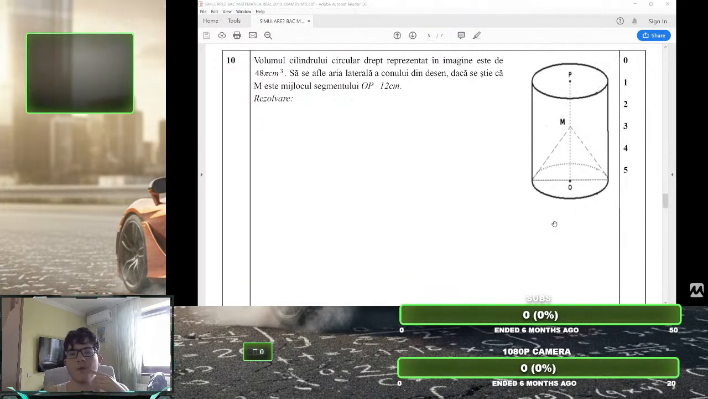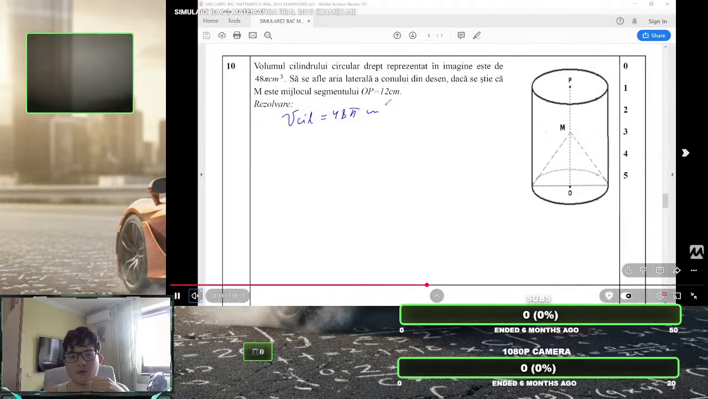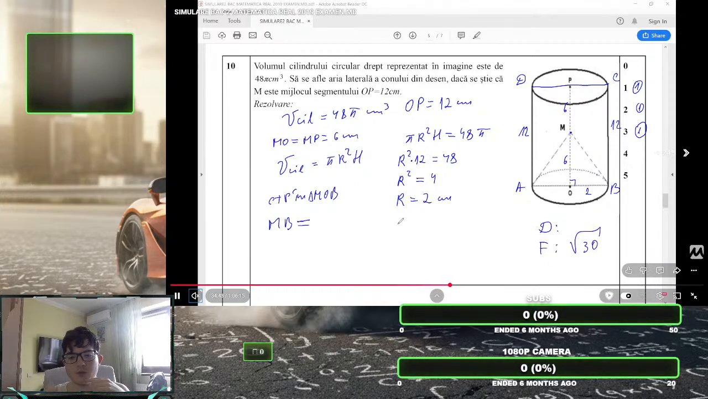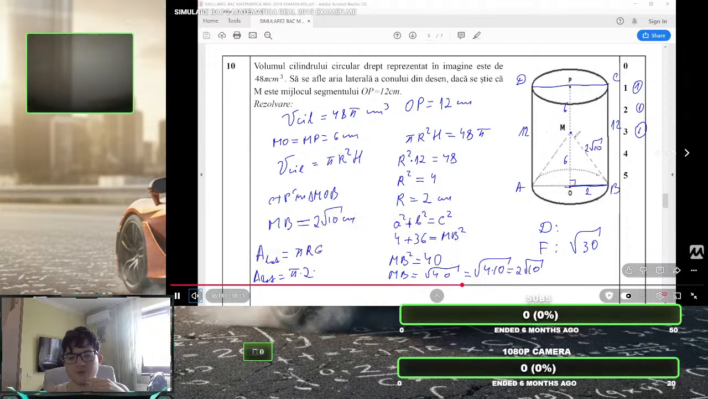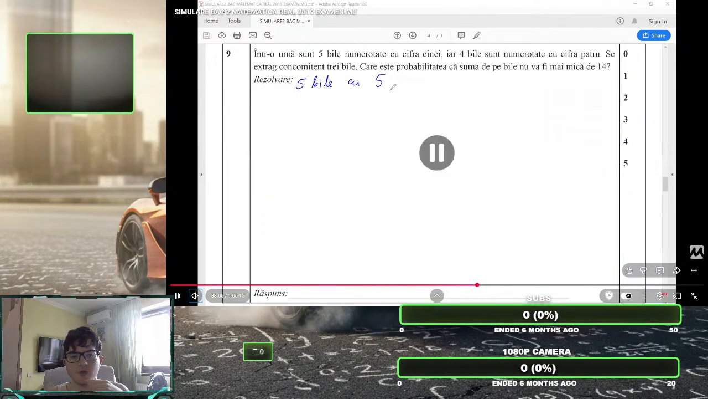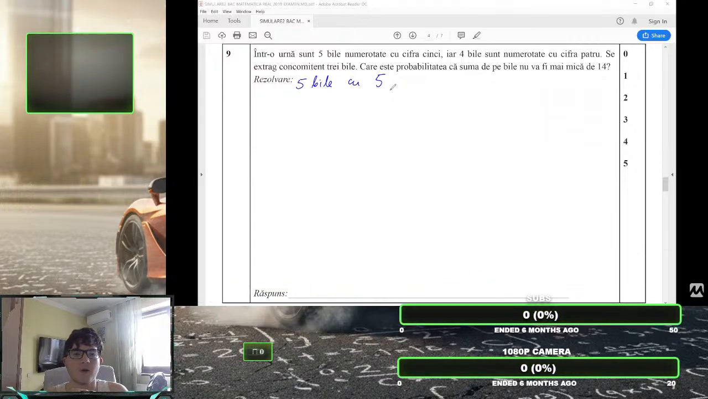So now with a volume, I think this one's a bit hard, so I'm just gonna skip it for now. We got this probability one.